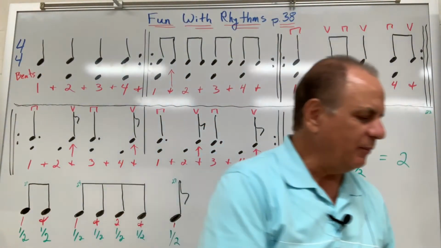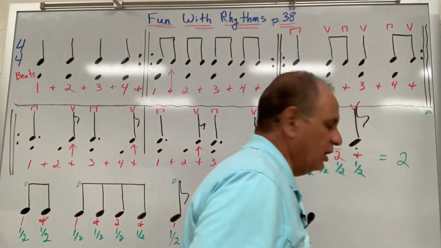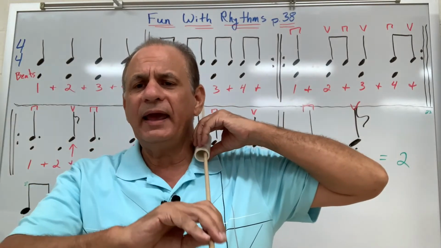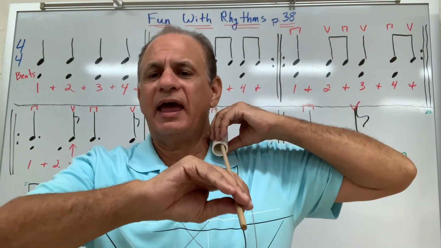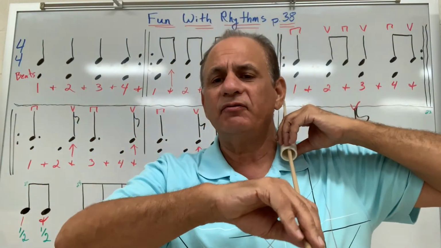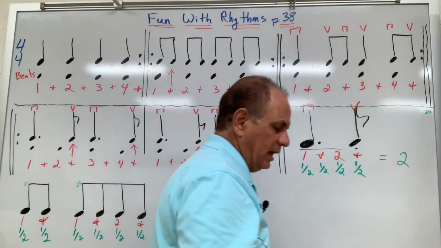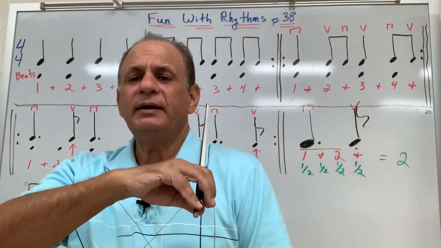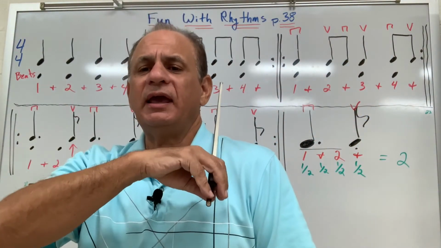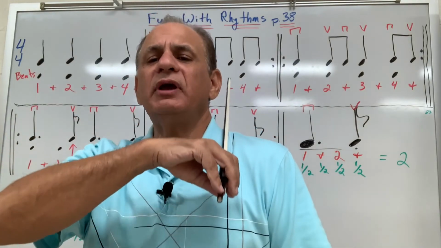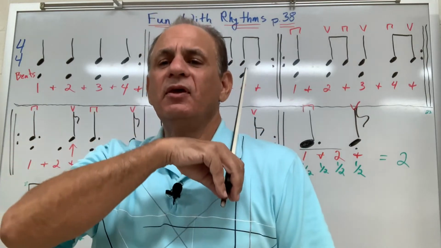So now I like to start with a little reinforcement first. 1 and 2 and 3 and 4 and 1 and 2 and 3 and 4 and, all right. And actually you could do it with your bow stick. 1 and 2 and 3 and 4 and 1 and 2 and 3 and 4 and, all right.